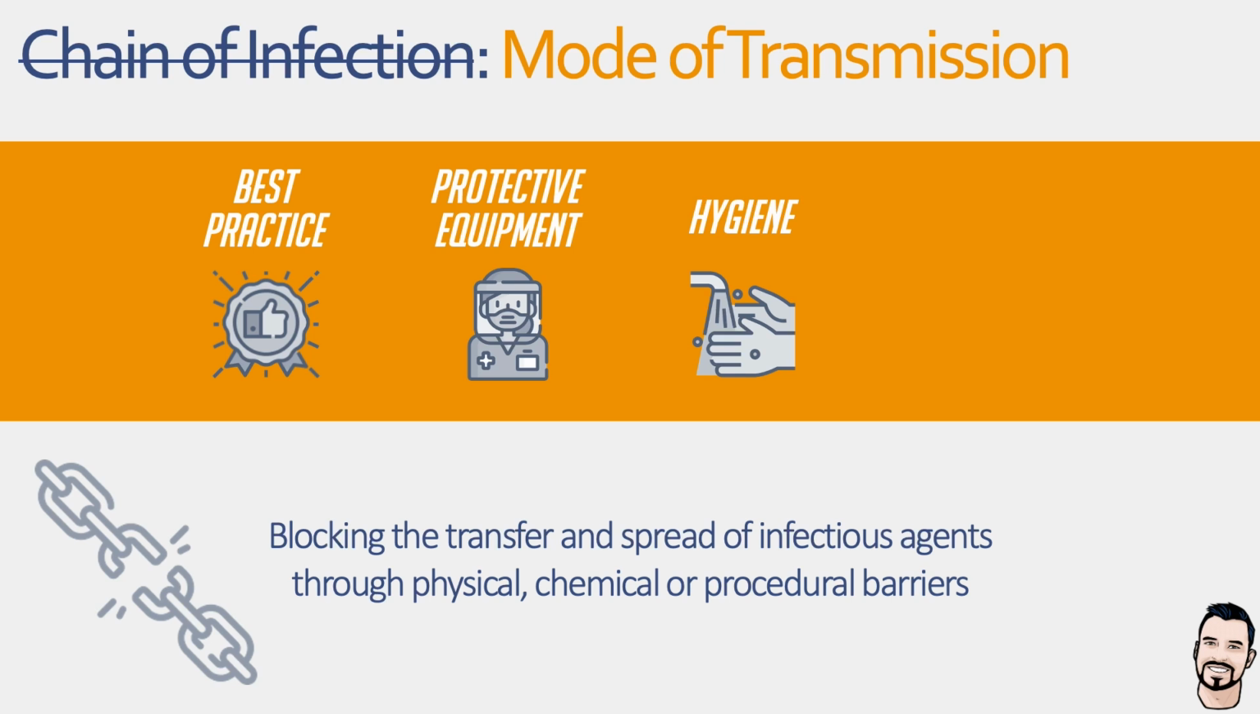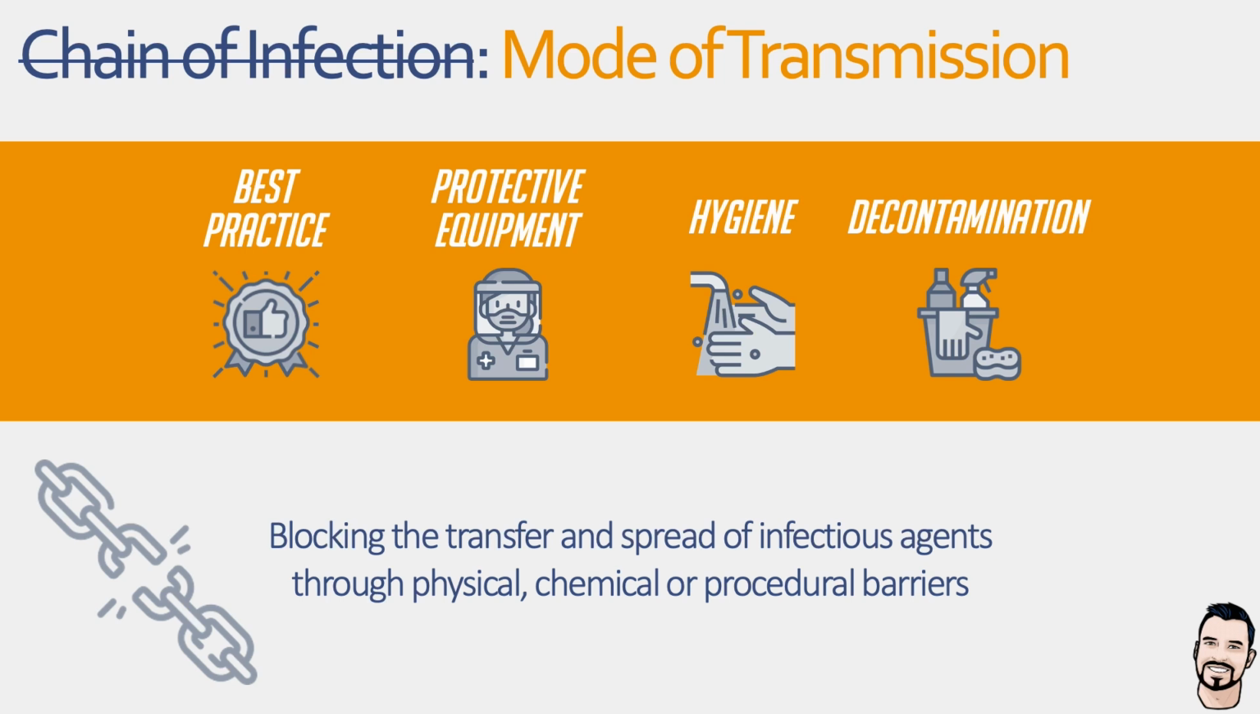And finally, we have decontamination, which plays a crucial role in limiting indirect transmission. So the cleaning and disinfecting of surfaces, equipment, and shared spaces helps remove or inactivate infectious agents before they can be passed on. And this is especially important in healthcare, laboratory, and communal environments where multiple people may come into contact with the same surfaces or materials.